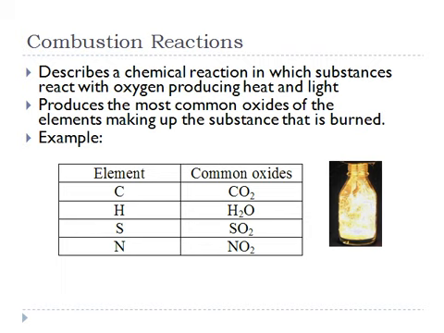This describes a chemical reaction in which substances react with oxygen. That's the big key, producing heat and light. And what it does is it produces the most common oxides of whatever element is being burned. So for example, if I'm burning carbon, I'm going to make carbon dioxide. That's the most common oxide of carbon. If I burn hydrogen, I'm going to make water. That's the most common oxide of hydrogen. Sulfur makes sulfur dioxide, and nitrogen makes nitrogen dioxide. That's important because that will help you when we're predicting some of these reactions.